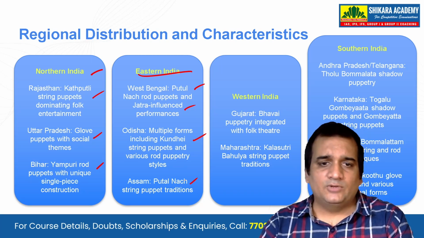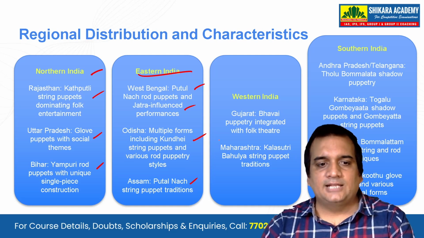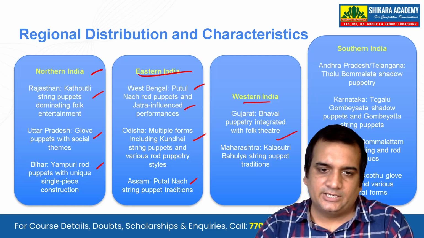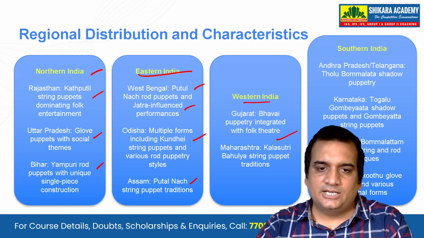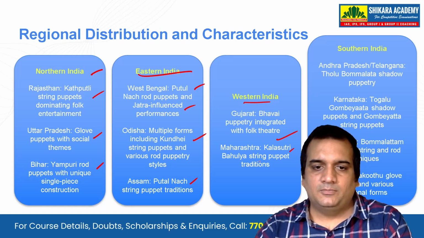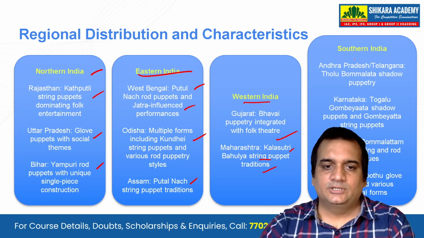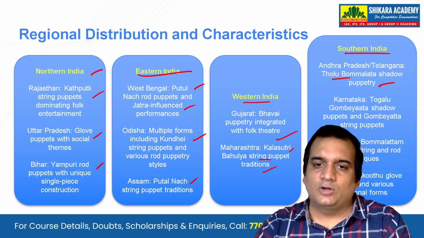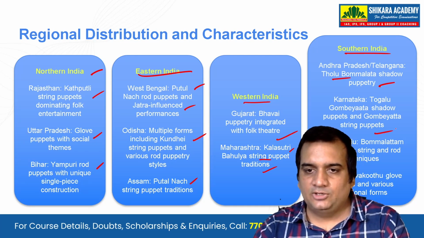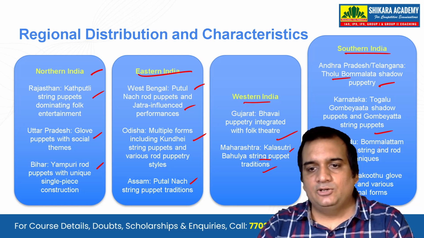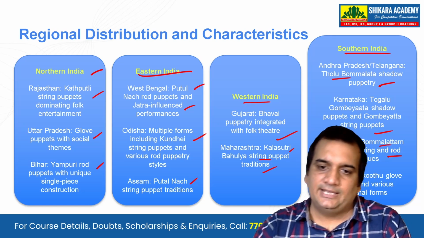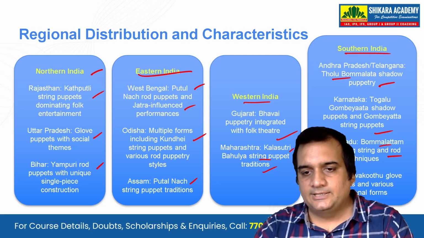And we also saw the Ravan Chaya, if you remember. Assam, Putul Nach string puppet traditions are there. Western India, if you see Gujarat, Bhawai puppetry integrated with folk theatre, and Maharashtra, you have Kalasutri Bhaluya string puppet traditions. And then Southern India, Andhra Pradesh and Telangana, you have Tholu Bommalata shadow puppetry. Karnataka, you have Togalu Gombeyata shadow puppets and Gombeyata string puppets. Tamil Nadu, again you have Bommalattam combining string and rod techniques, and Kerala, you have Pavakuttu glove puppets and various traditional forms.